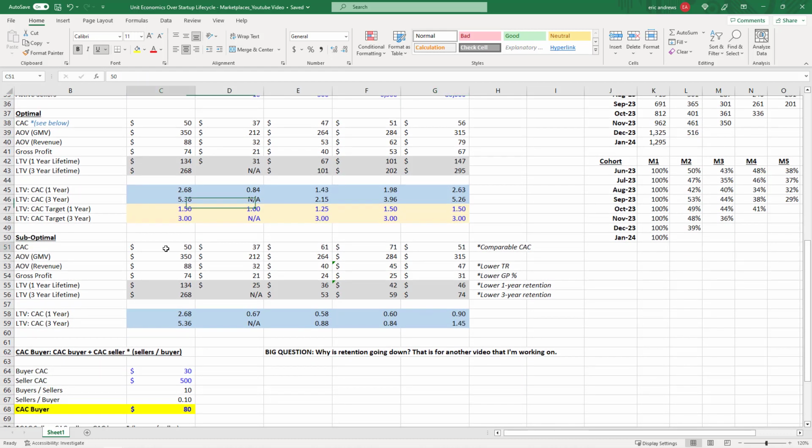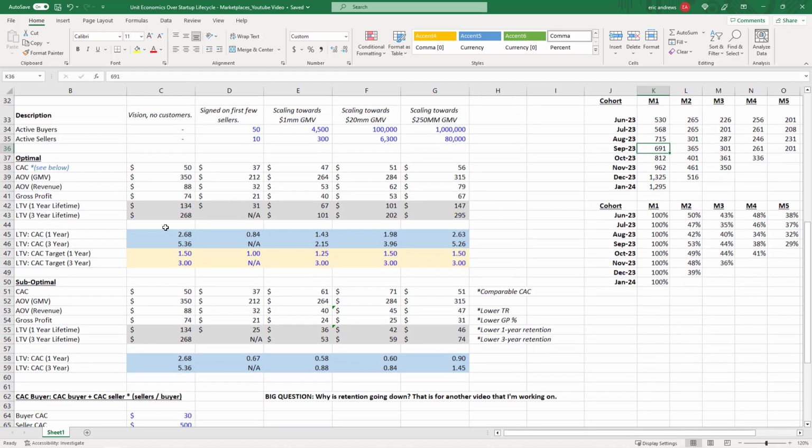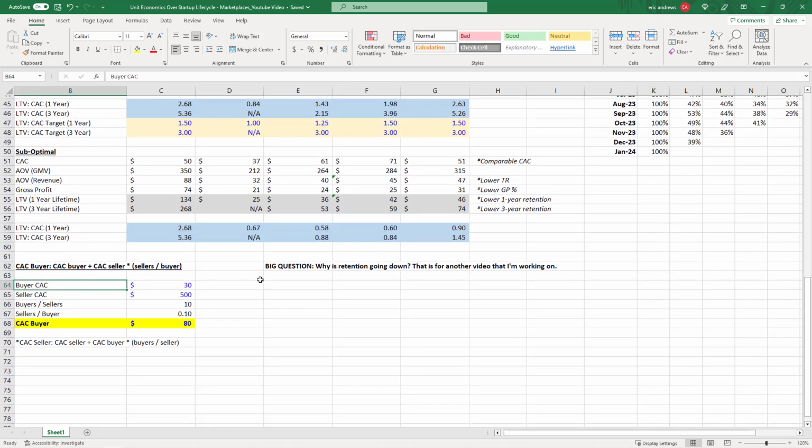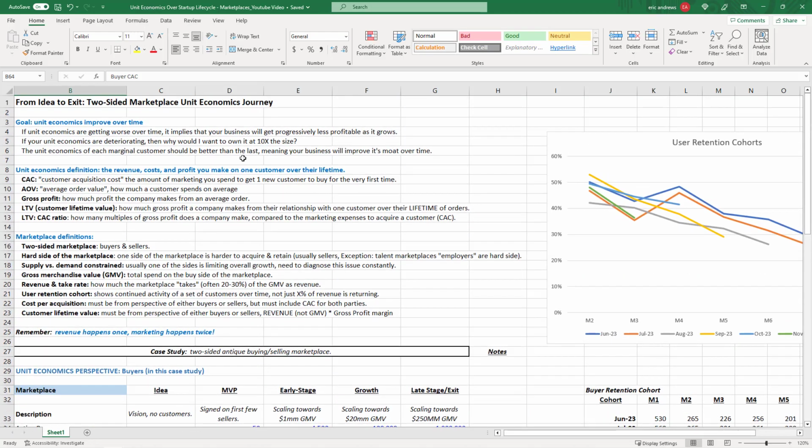Then we're going to look at the same startup, but in a parallel reality where it's doing negatively and it's scaling up, but not improving its unit economics. We're going to have a lot of discussions around retention, and we're also going to cover how to break down the CAC of a marketplace, which is a little bit tricky. So make sure that you do that correctly. Okay, so let's dive straight in.